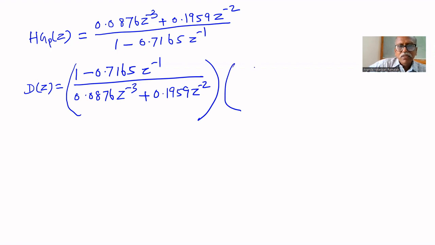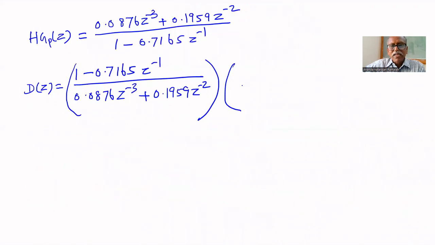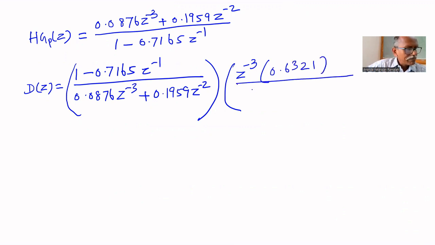Now we have to write, what is D of z? 1 minus e power minus 1 by tau, z power minus k minus 1. Here tau we are assuming equal to 2. Therefore, z power minus 3. e power minus 1 by 2 is 0.6321, whole divided by 1 minus 0.3679 z power minus 1 minus 0.6321 z power minus 3.